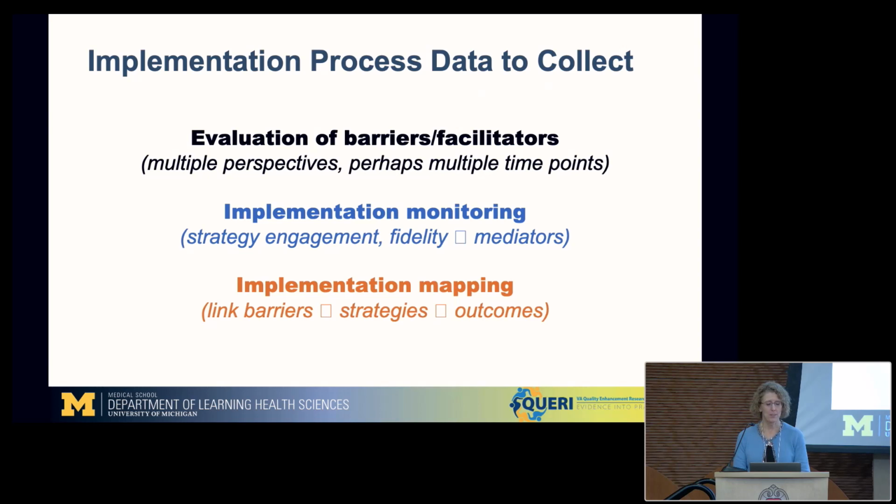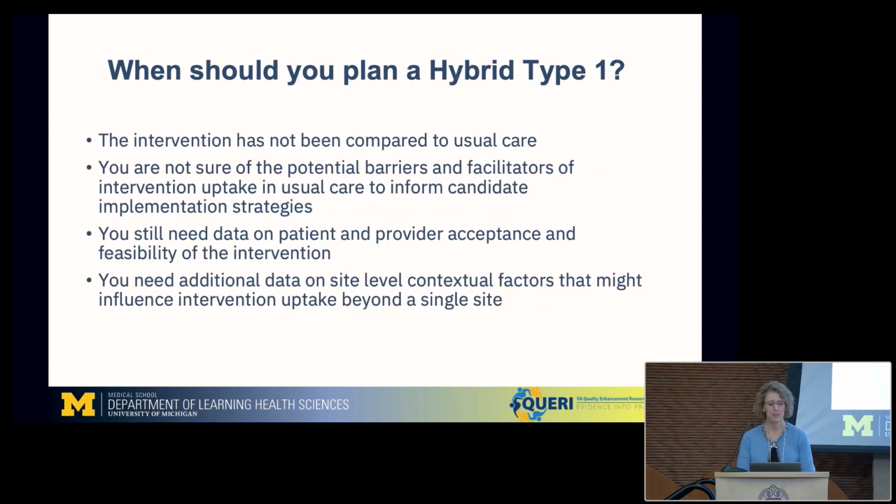So that's essentially looking at, for example, finding ways of monitoring fidelity to the treatment or monitoring the treatment uptake using existing data. And then finally, implementation mapping is something that you'll hear more about later from JD and others, about how you determine a barrier and then map an implementation strategy to that, to hypothesize how that implementation strategy reduces the barrier to provider uptake of the treatment to improve patient outcomes. So when should you plan a hybrid type 1?